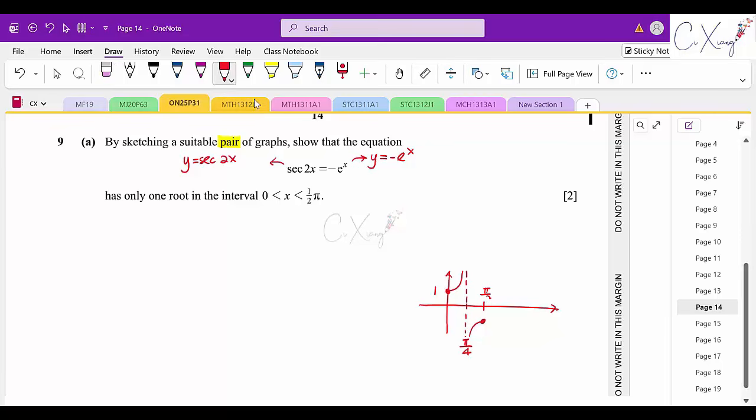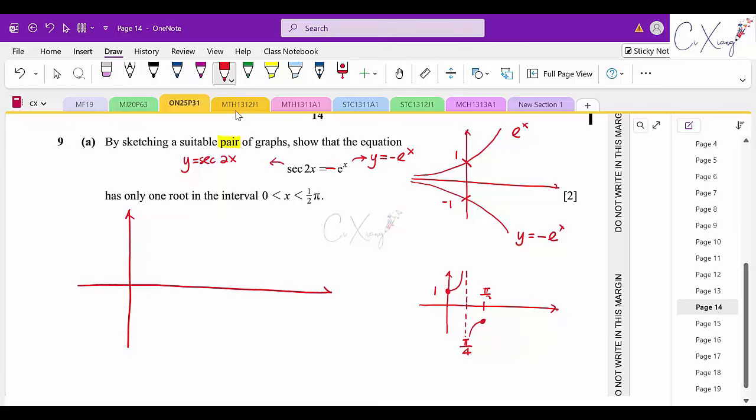And now I want to sketch negative e power x. Alright, so first of all, I try to sketch e power x. E power x will look something like this, and the y-intercept is 1. This is e power x. When you multiply a negative in front of e power x, it is a reflection in the x-axis. That means it is an up-down reflection. So if you sketch the diagram, it will become something like this, where it cuts through negative 1, and this is the graph for y equals negative e to the x. Alright, so if I combine these two graphs together, my graph should look something like this. Okay, so maybe I try to label it first. I label this as pi over 4.